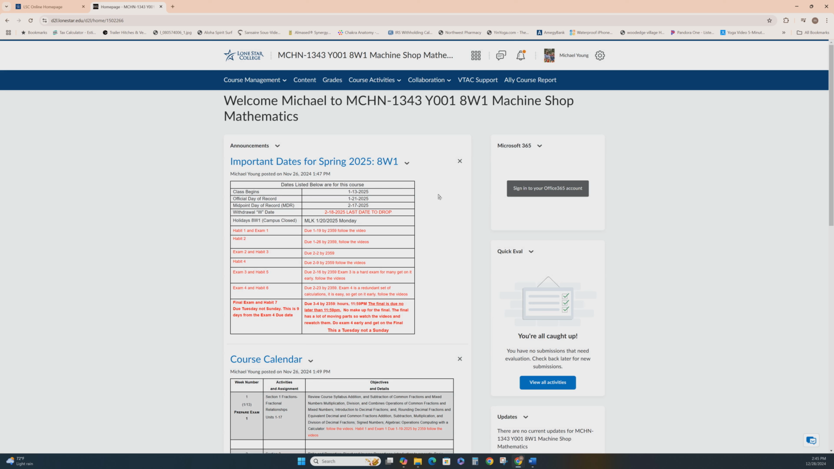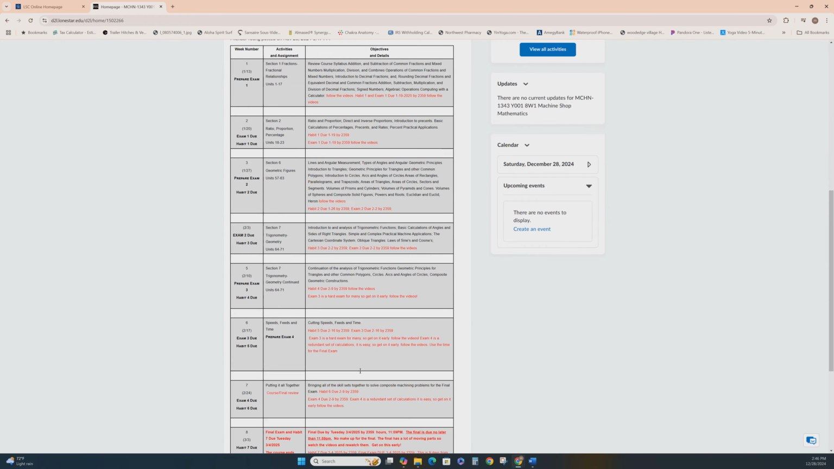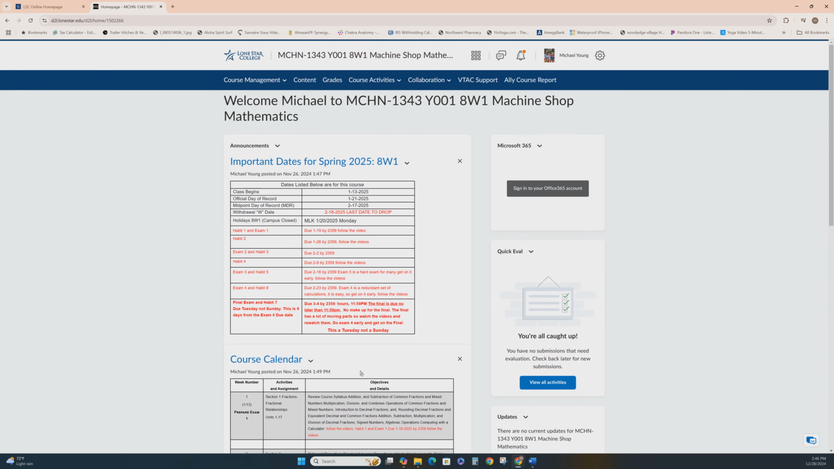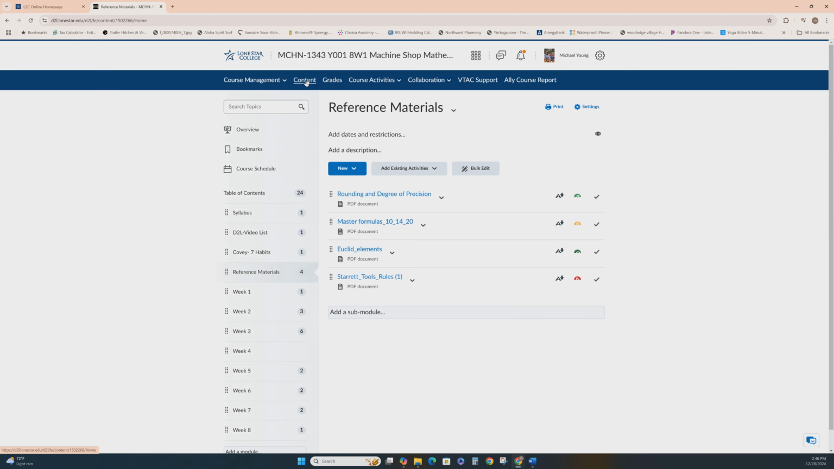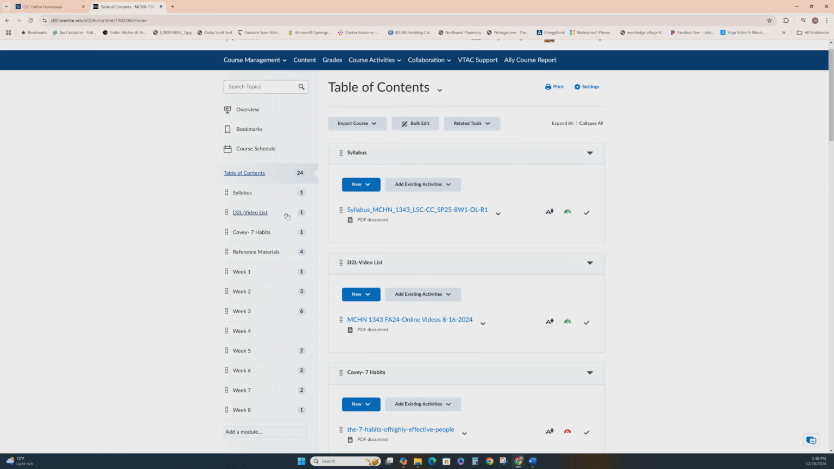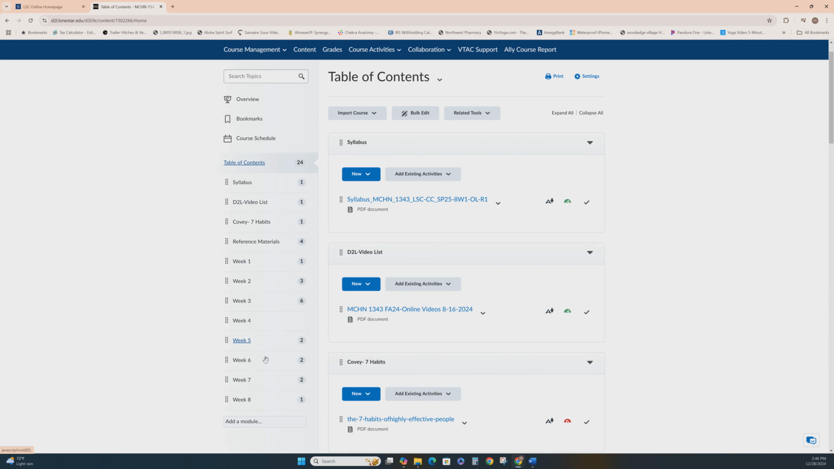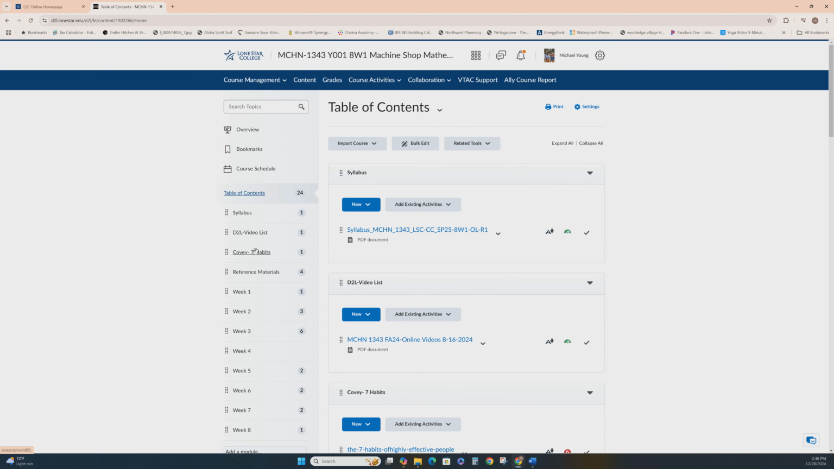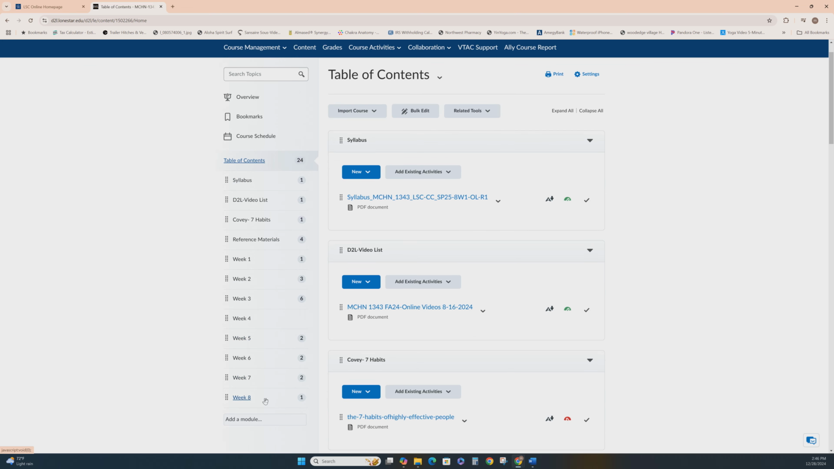This first thing is important dates. We went through this in the syllabus video. I am not going to replow that ground. So, content. Let's go to content. So let's start with the table of contents. Here's the table of contents. You'll see syllabus, D2L list, Covey habits, reference materials, week 1, 2, 3, 4, 5, 6, 7, and 8.